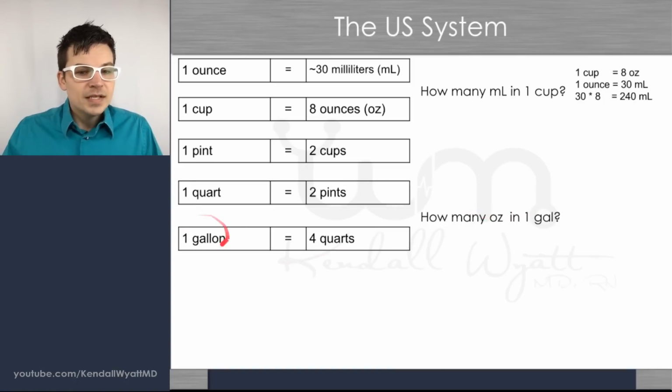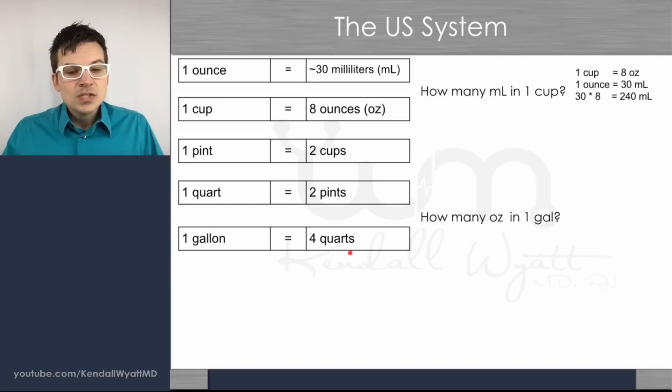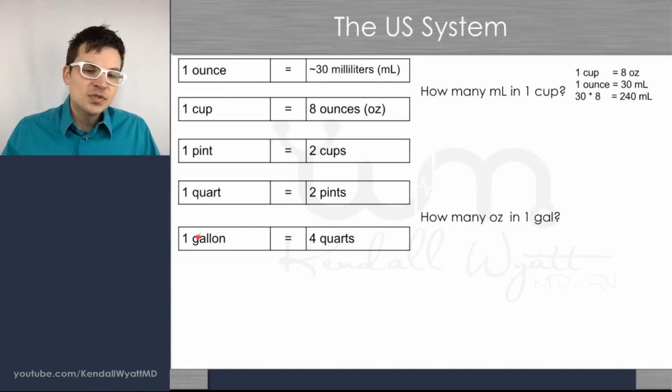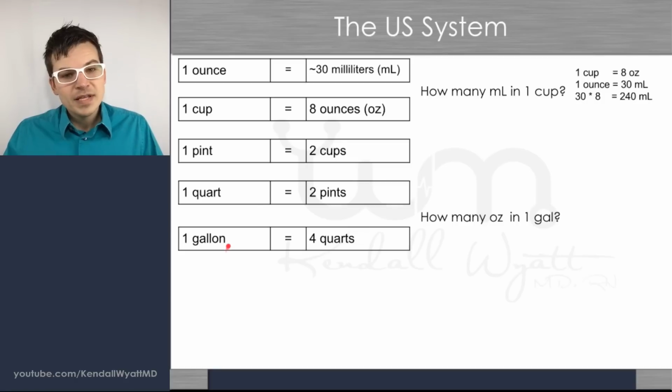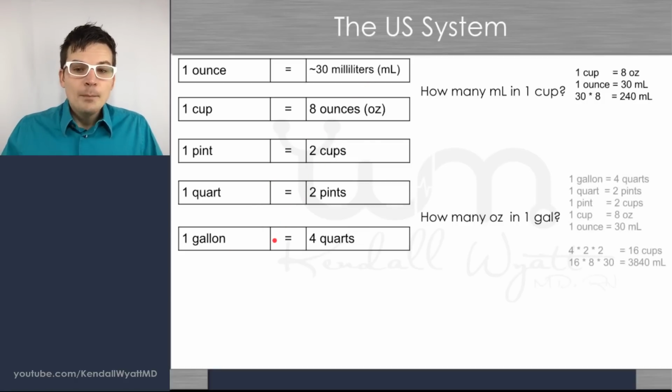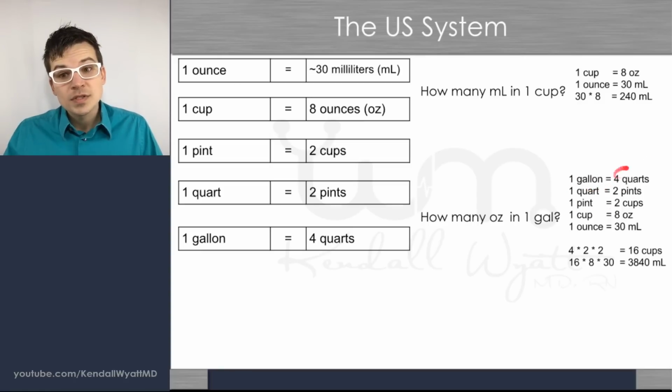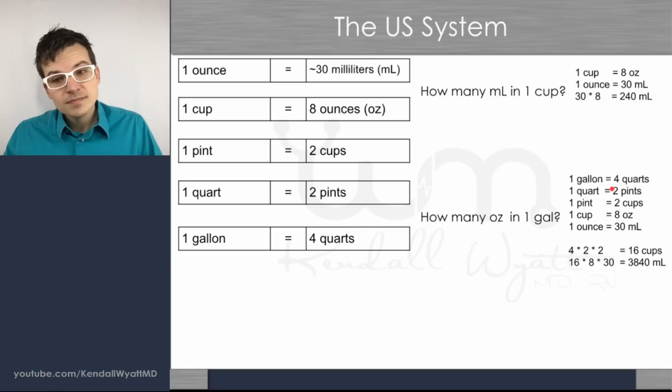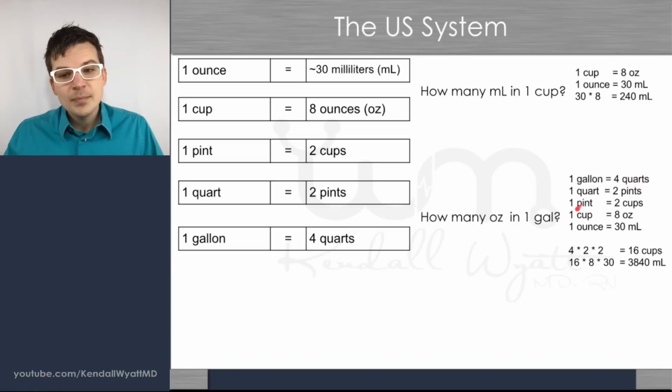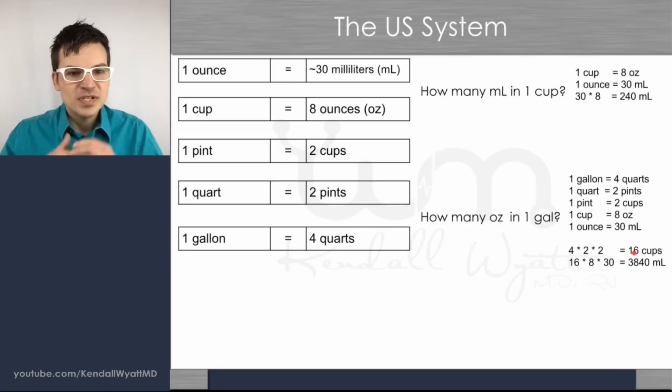So 1 gallon is equal to 4 quarts, right? So 4 quarts, and you could say, well, how many cups are in a gallon? You could do that and then calculate that by 8 if that's what you want to do. But what I like to do is just think through the whole thing. So I say 1 gallon equals 4 quarts, and 1 quart equals 2 pints. 1 pint is 2 cups, and 1 cup is 8 ounces, and 1 ounce is 30 mLs, just like we did over here, right? And what you can do is multiply all the numbers. So 4 quarts times 2 pints times 2 cups equals 16 cups, right? 16 cups in 1 gallon.